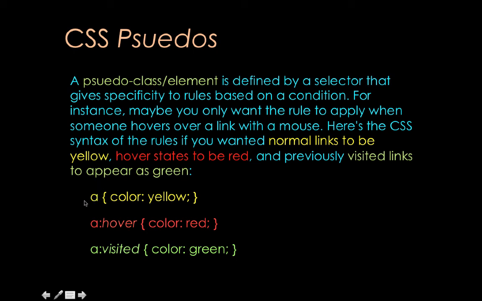Let's say that we want all instances of A tags to be yellow. So we've got A, and then we have our declaration block that says color is yellow. Okay, then if you look below that, we have A:hover. There's no space in between A: and the word hover. It's all run together. So A:hover. All right, and you don't have to italicize that. That's just for visual effect. All right, so it's A:hover, and then you would do your declaration block, and it would be red. And then A:visited is another pseudo state.